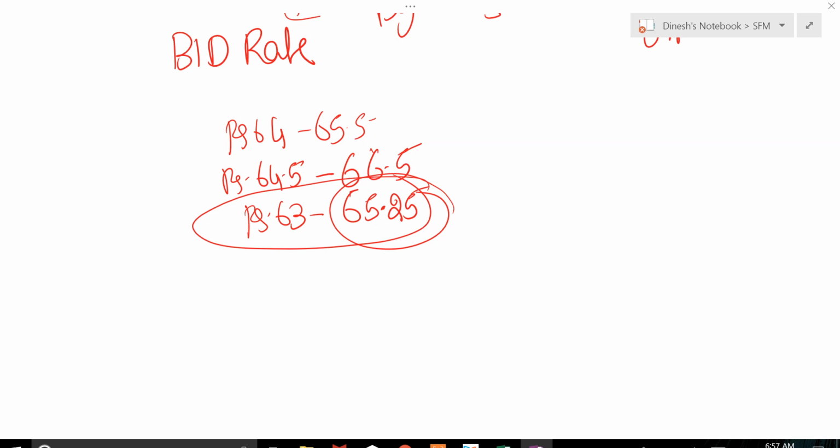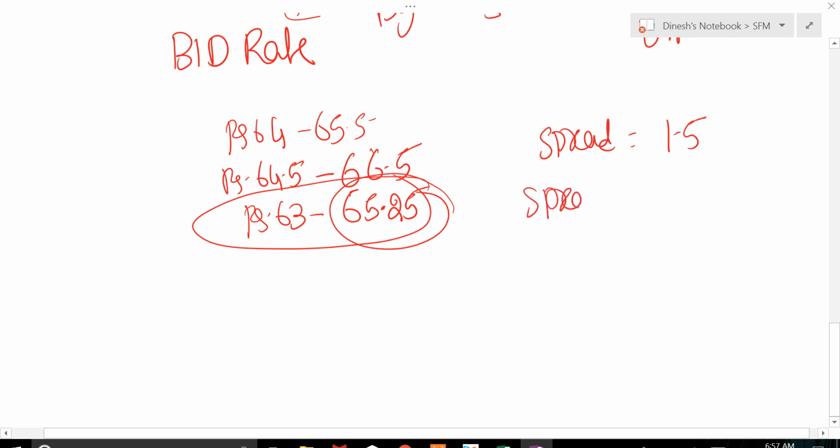Now, the spread which we calculated, we were saying it's 1.5. Sometimes the spread is given in percentage form. What is the formula for net profit ratio? Net profit by sales. So net profit is the spread in rupees, and sales is your offer rate.